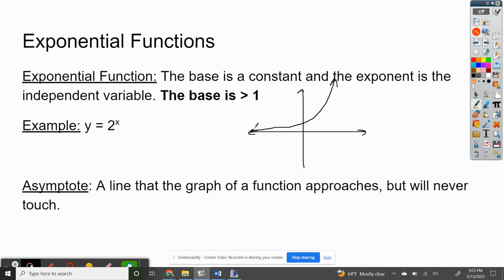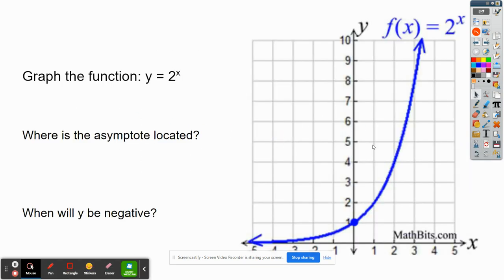And so the asymptote on most of these is going to be the x-axis because it's a line that goes across that the graph will, as you work to the left, get very, very close to, but will never touch. And we'll talk about why that happens in a little bit. But that's the basics of an exponential function. How do you graph them? Well, we're going to just graph them using a table in the calculator.